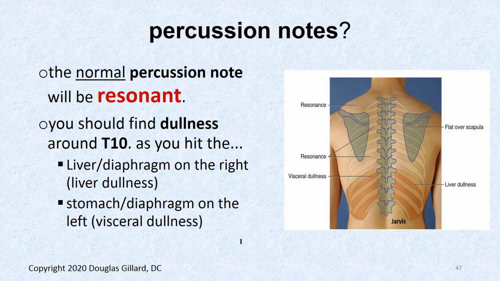Percussion notes. The normal percussion note we know is resonant, except for Traube's space, right? We know that could percuss as tympanic, or at least part of the Traube's space should. You should find dullness at the level of T10 when you hit the diaphragm, and when you hit the liver, it might be a little bit higher. Might be a little higher dullness on the right than the left.